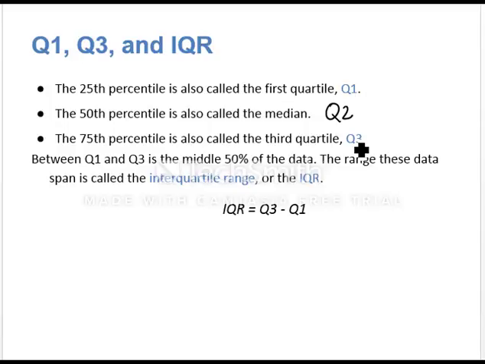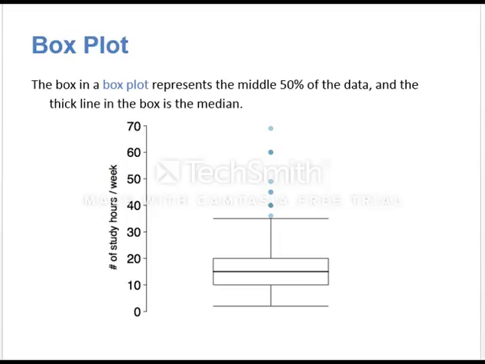And then when we talk about the interquartile range, which is another measure of variation, it's simply the difference between the third and first quartiles. This is particularly useful when we have highly skewed data. So a box plot makes use of all of these measures that we've been talking about previously, and it gives us a sense of the middle 50% of the data. Also, it gives us a sense of where the median is as well as where outliers are.